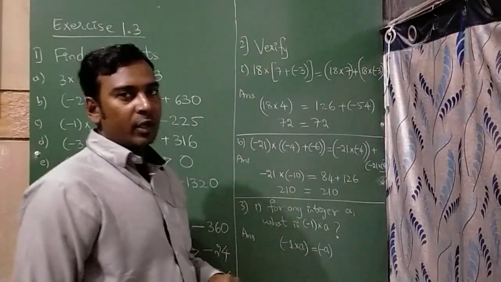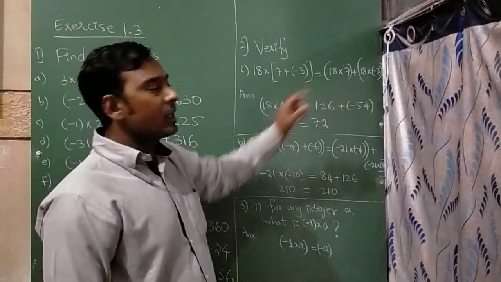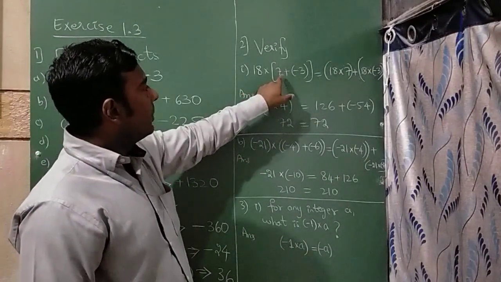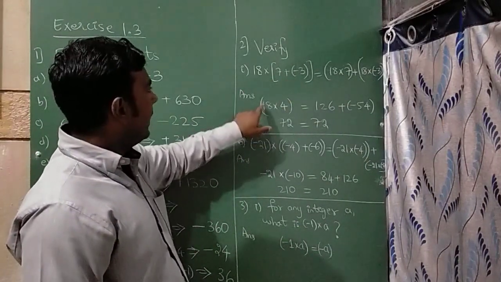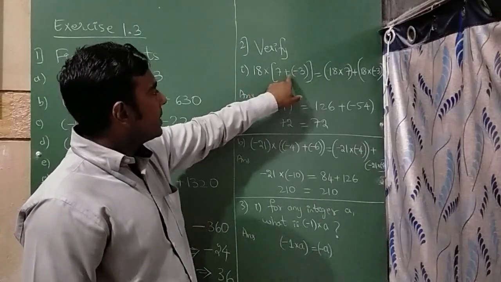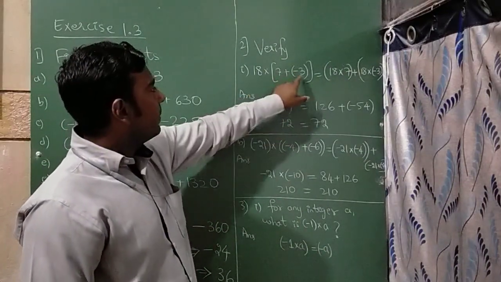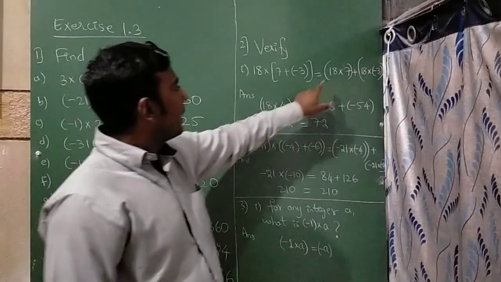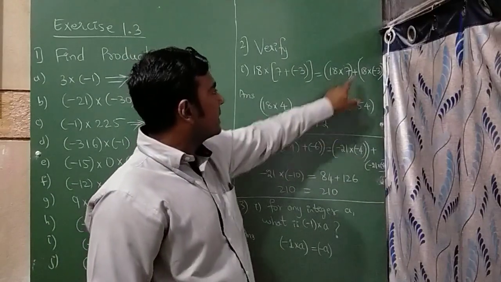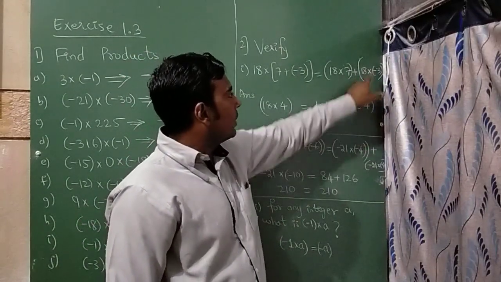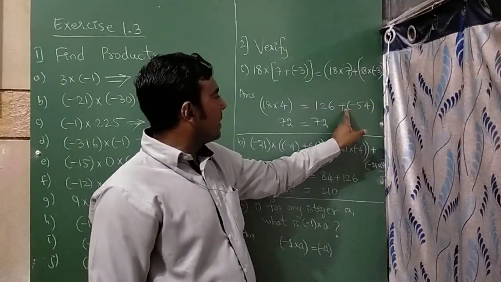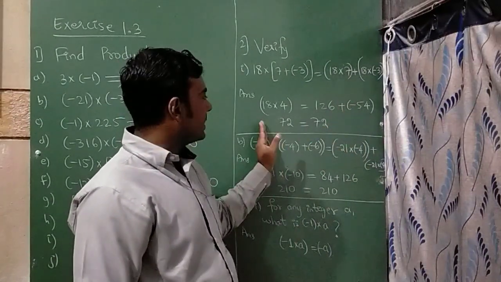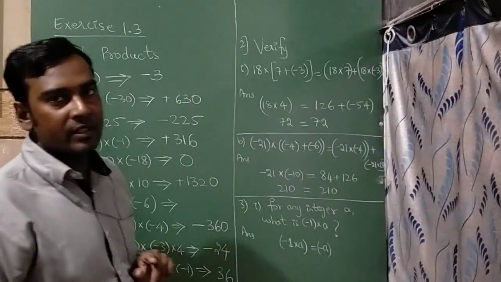Now here, question number 2, you need to verify. This is the distributive property. Fine. So A into B plus C. So here 18, 7 plus into minus is minus, 7 minus 3 is 4. So 18 4s are 72. Now here 18 into 7, 126 plus 18 3s are 54 and there is a minus here. So plus into minus is minus, 126 minus 54 is 72. So LHS is equal to RHS, that is only verification.